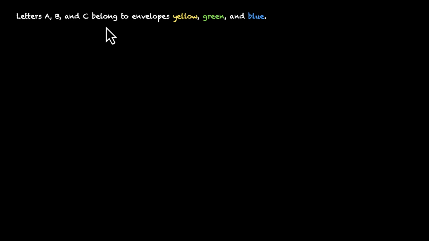In this video, we're going to talk about letters and envelopes. Let's get started. Letters A, B, and C belong to envelopes yellow, green, and blue. So A is in yellow, B is in green, and C is in blue. And for the sake of convenience, let's mark them as first, second, and third envelopes. So that's the correct order.